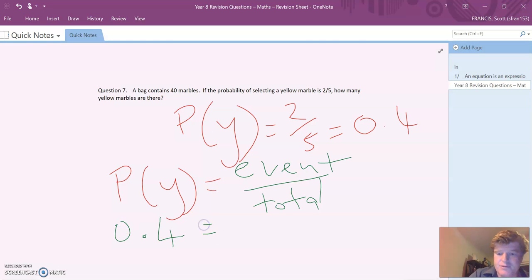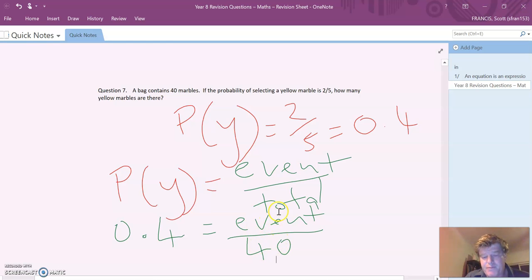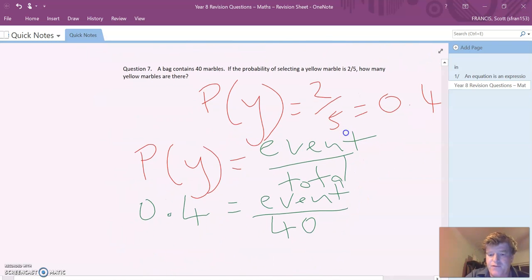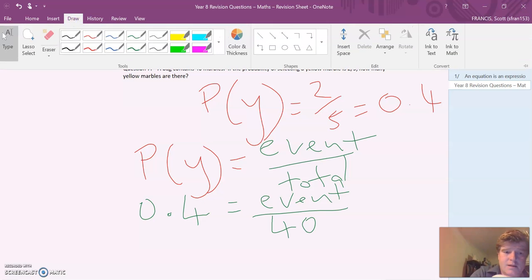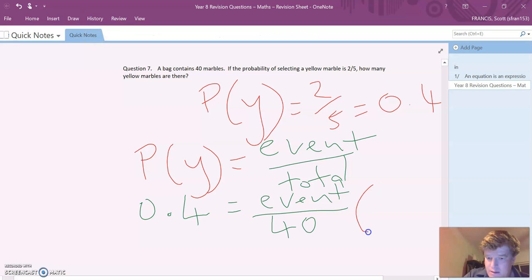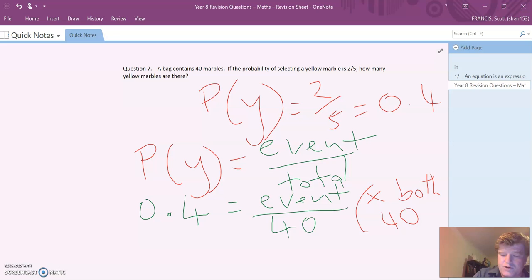0.4 equals the number of times the event occurs. We don't know how many times the event occurs. That's what the question is asking: how many yellow marbles are there? But we know there are 40 in total. Remember in our algebra, we want to find out the value of the events. So if we multiply both sides by 40, we're going to see that 0.4 times 40 is going to equal 16.